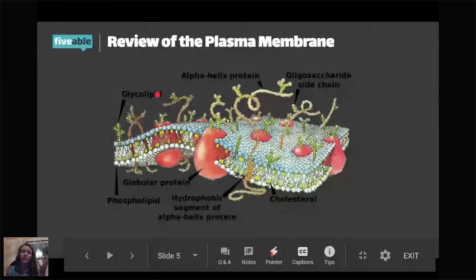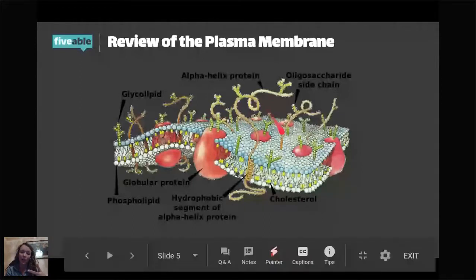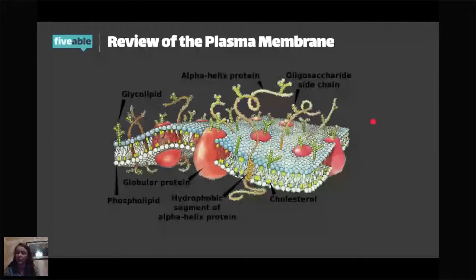If it was a glycoprotein, like we see actually right here, this red guy with the little green chain off top, that would be a glycoprotein. All of these things are going to help the cell in some way. They'll deal with cell communication. They'll deal with cell transport, which is obviously the focus of tonight. They'll communicate with other cells.